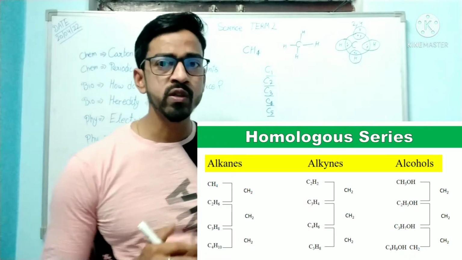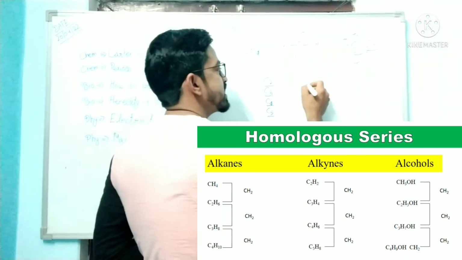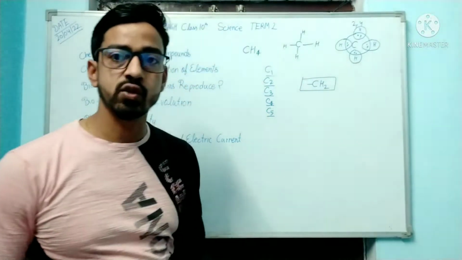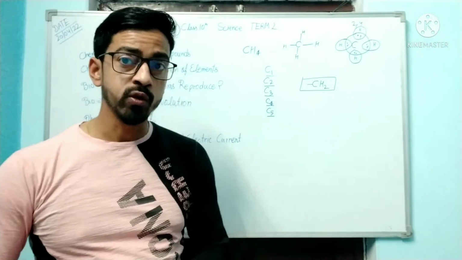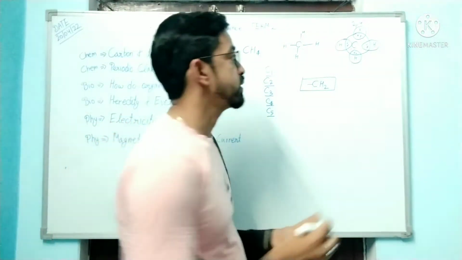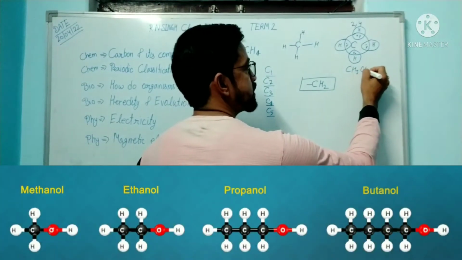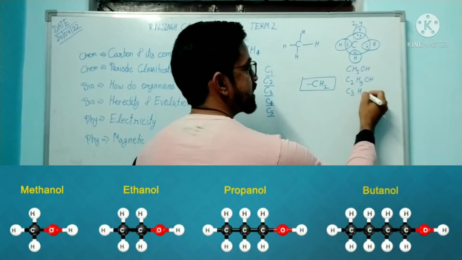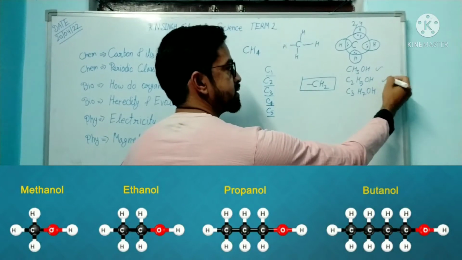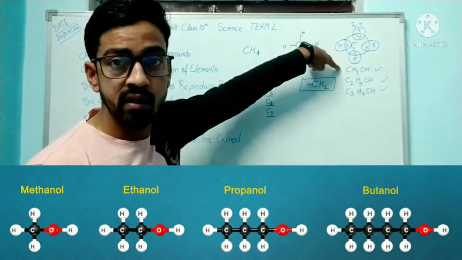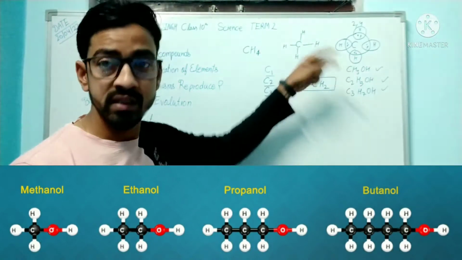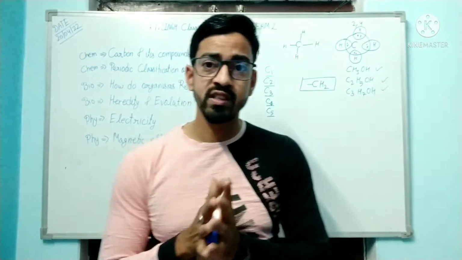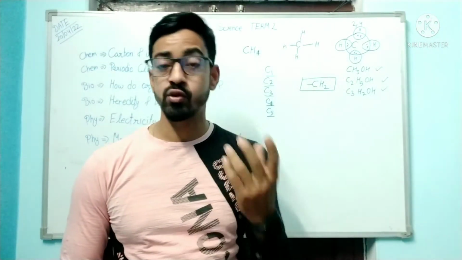So what is a homologous series? If the difference between two compounds is CH2, that series is called a homologous series. You can also take the example of alcohols, like CH3OH, C2H5OH, C3H7OH, like this. So we call this series methanol, ethanol, propanol, similarly butanol, pentanol. So this homologous series also comes in your exams, or questions related to it come.